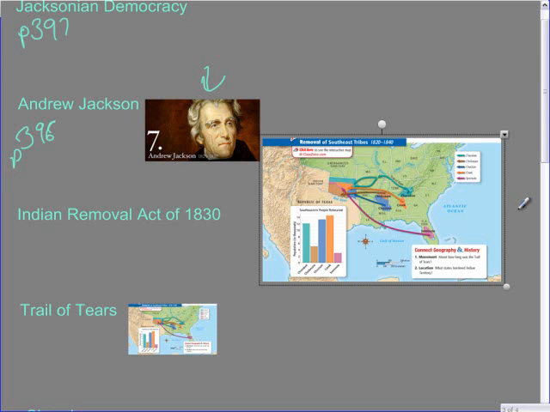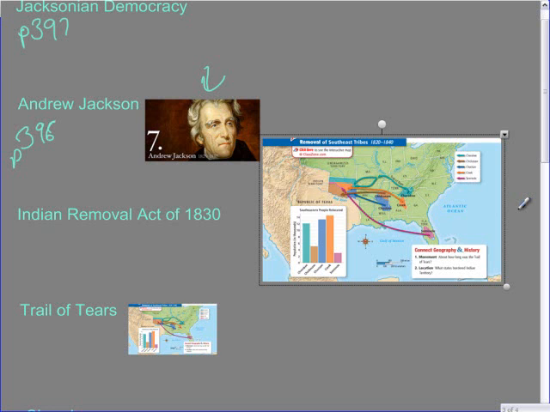Either assimilate, which means to be absorbed into the culture, be the same as everyone else, or leave, move west. And this all builds up, and in 1828, some gold is found on Cherokee land, and that speeds up this process of moving the Native Americans farther and farther west. It picks it up a little bit quicker.